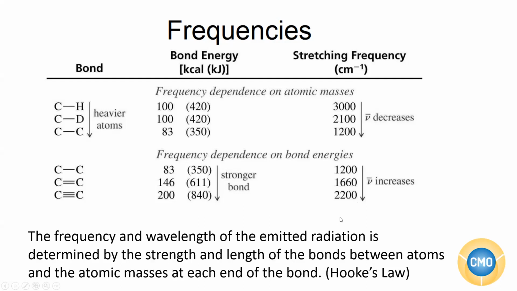So the frequency and wavelength of the emitted radiation is determined by the strength and the length of the bonds between the atoms and the atomic masses at each end of the bond. And there's a law which links all these in an equation, which is called Hooke's law. So all these things are very well accepted. It's very mainstream science. There's nothing weird or wonderful about anything that we've said so far.